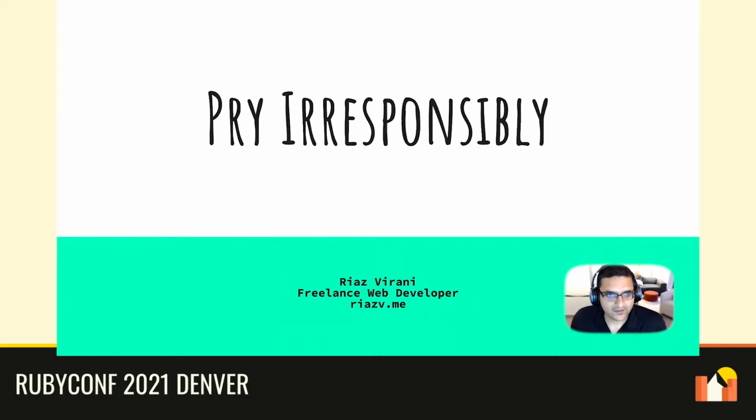Welcome everyone. This talk is called Pry Irresponsibly. For those of you that know, Pry is a common Ruby gem that is an alternative to IRB. When you just run IRB, you get an interactive console in plain Ruby; Pry is an alternative to that. But we're going to talk about some of the things you can do in Ruby using Pry. To introduce myself, my name is Riaz Virani.